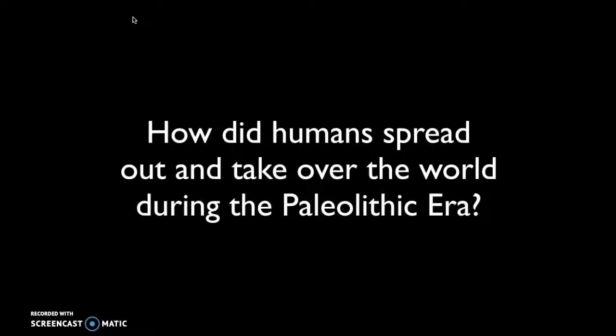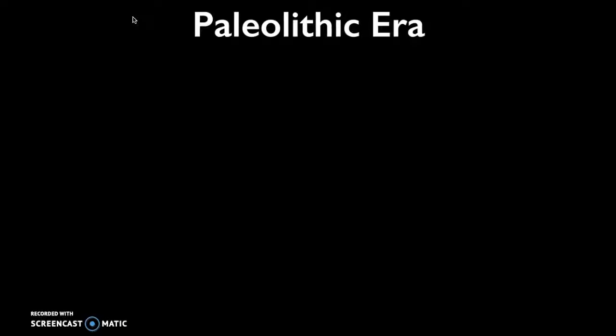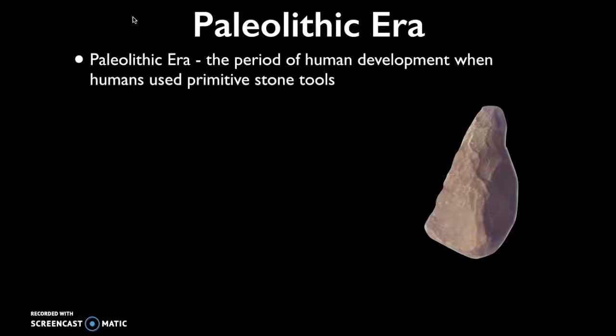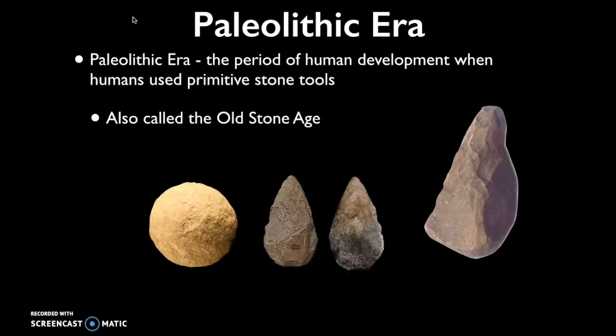So the first question again, how did humans spread out and take over the world during the Paleolithic Era? So first we need to understand and define the term Paleolithic Era. The Paleolithic Era represents the period of human development when humans relied upon and used primitive stone tools. Now the word Paleolithic actually derives from two Greek roots, paleo meaning old and lithos meaning stone, and that is why this period is also known as the Old Stone Age.